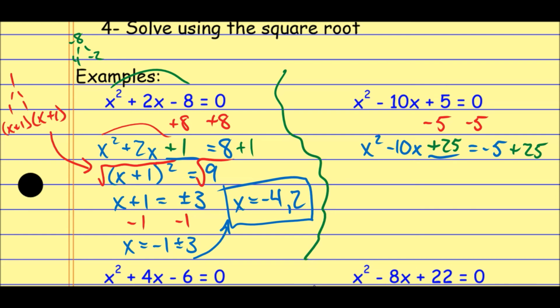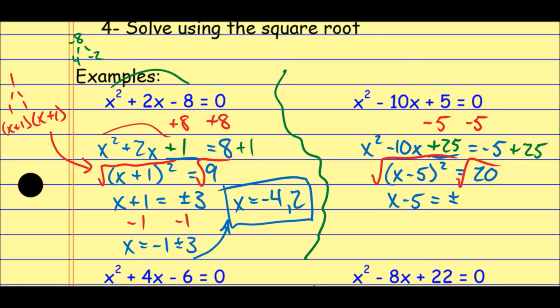And now I factor this thing. So factor your perfect square trinomial. This guy factors into an x minus 5 squared. Over here, I add these up, and that's a 20. And now I'm in a situation where I'm going to solve using the square root. So I take the square root of each side. Again, I'm undoing the exponent. Don't forget your plus or minus. And I also want to simplify this.